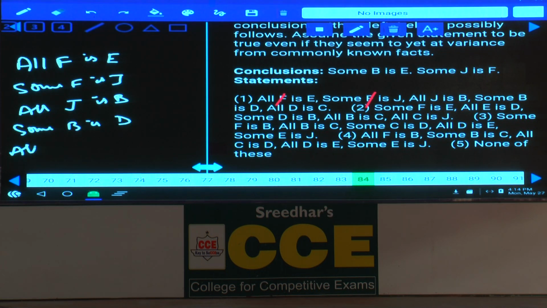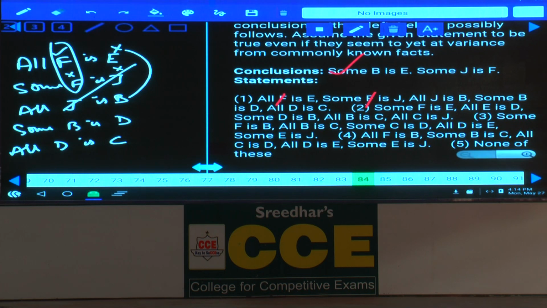all D is C, isn't it? Now this is tick, this is cross, and this is cross and cross, isn't it? And with the help of the first two, are we getting the answer or not? Middle term distributed and some E is J. Some E is J, and all J is B, J will be cross, and some E is B. Some E is B, some B is E is one and the same.